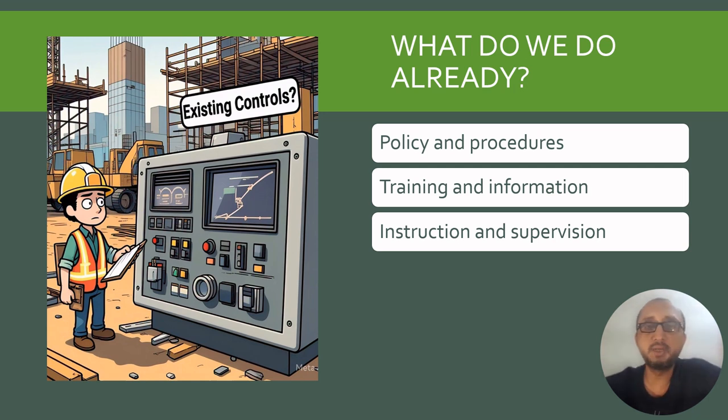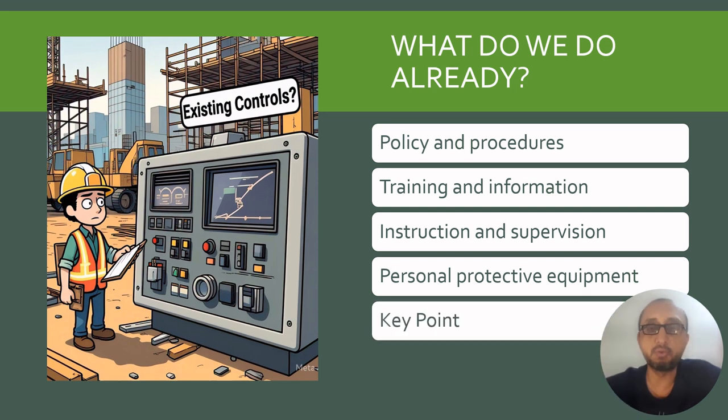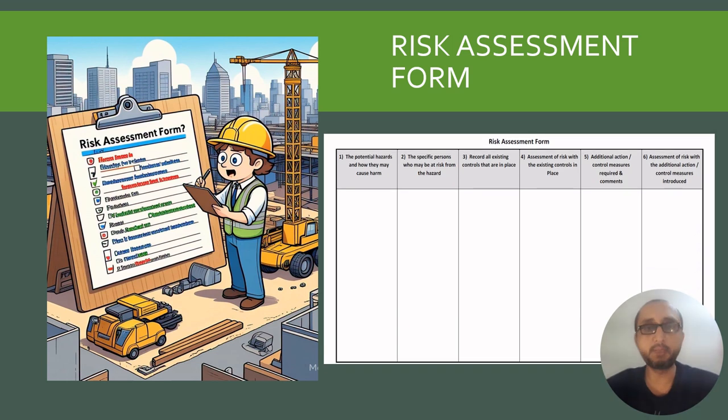Then training programs and information that we are providing to the workers, maybe they are adequate, sufficient, or maybe there are some areas of improvement. Similarly, instructions and supervision levels and the personal protective equipment program. The key point basically is that the level of the risk and the additional control measures that we need to adopt will depend on the adequacy and the effectiveness of the existing controls that we have already implemented.